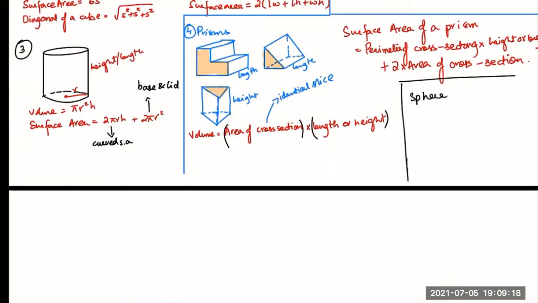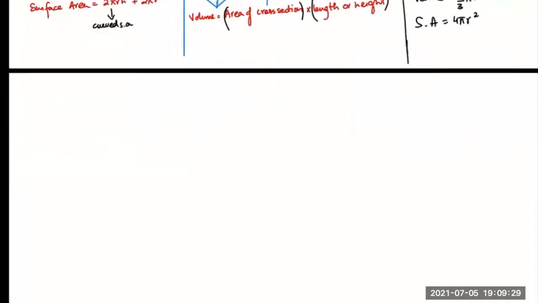Sphere, volume, surface area is 4 pi r square. So that your notes are complete. Okay.